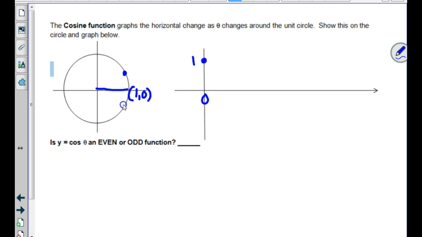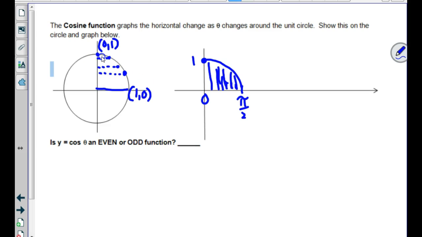Now, as I go up to here, how far over am I going? Like that, right? It's getting shorter. And as I go up here, it's getting shorter and shorter until it gets up here, the ordered pair is 0, 1. So it starts at 1 unit of x over, and then it keeps getting smaller and smaller until it goes down to nothing. And that's at 90 or pi over 2. My sticks aren't very good here.